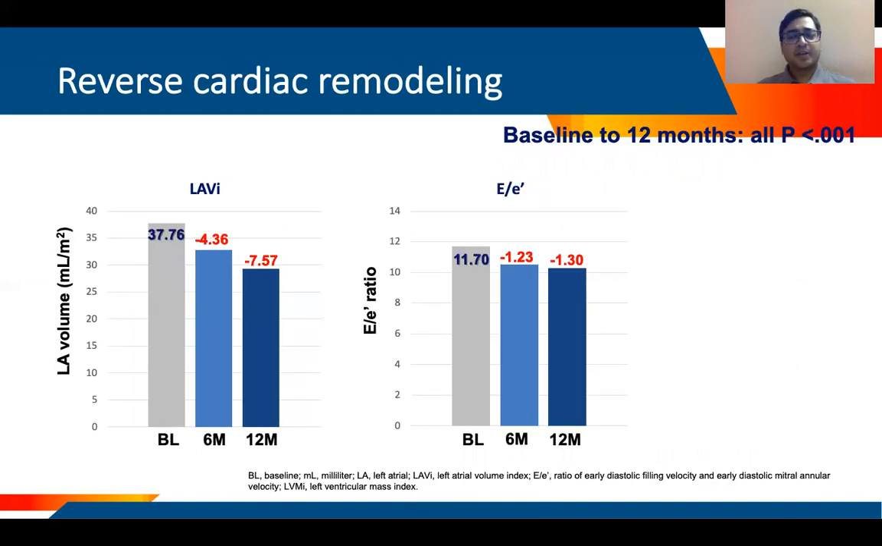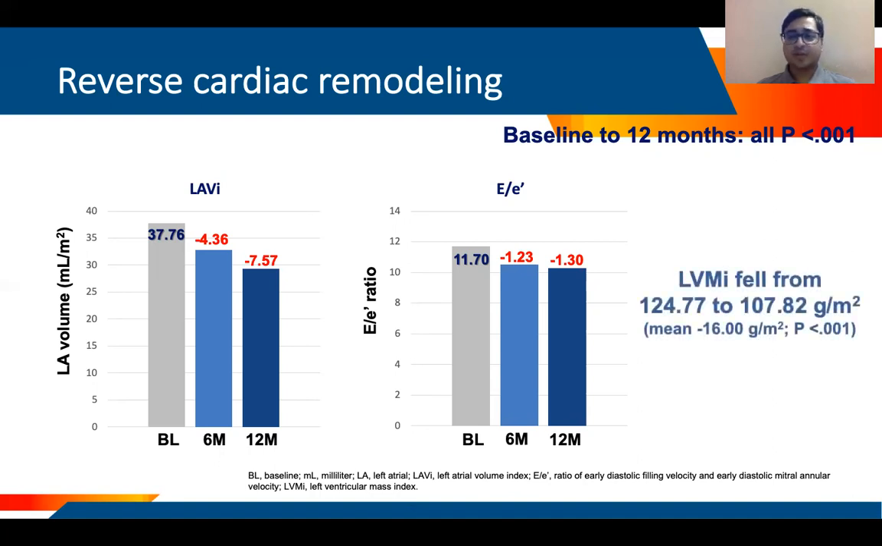And apart from the LVEDV, LVESV, and LVEF, the LA volume index, which has been shown to be strongly associated with improvement in the remodeling process, was also reduced from 37.76 by 7 lower. And E by E prime, the diastolic parameter, also improved. However, it was not found to be statistically significant, but a numerically significant value was achieved.